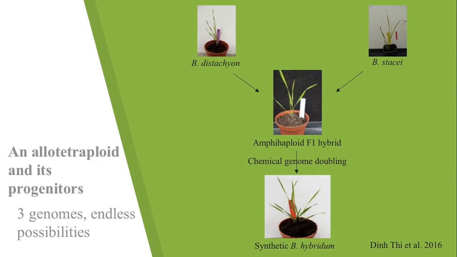Additionally, we have another resource in the form of a synthetic polyploid that was formed in the laboratory by the hybridization of modern distachyon and stacyi to form this sterile F1 hybrid that was then made into a polyploid with this chemical called colchicine. And so together, these two synthetic and natural lines of Brachypodium hybridum form two different snapshots in the polyploidization response, the kind of immediate response and the more long-term response.